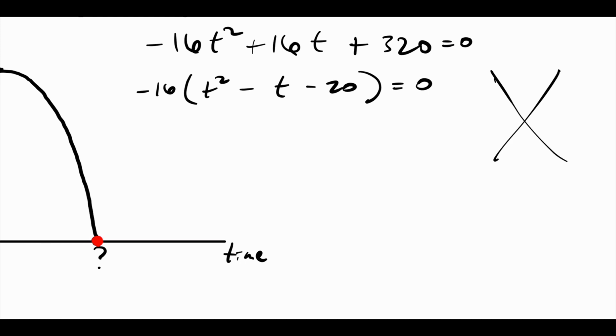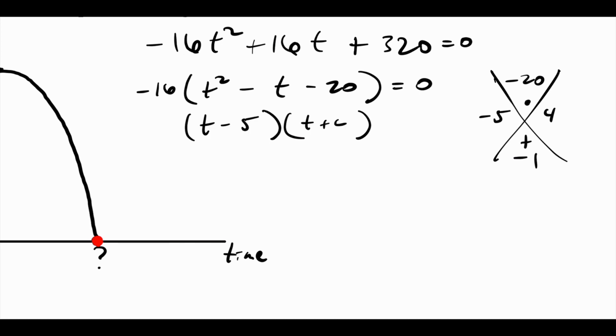So let's see. I'm looking for the two numbers that multiply to be negative 20 and add to be negative 1. And yep, negative 5 and positive 4. So t minus 5 and t plus 4. I'm going to get two answers. What are those two answers going to be? Positive 5, negative 4.